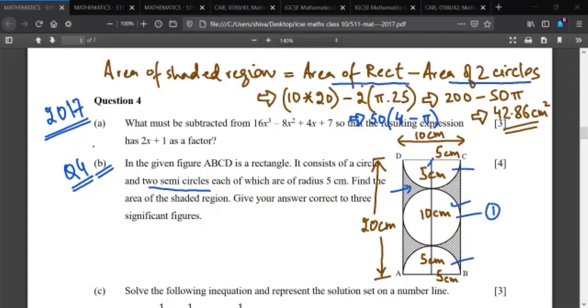The other thing that I need to understand is that if this is the radius, this would be the breadth of the rectangle. This is 5 centimeter, this is 5 centimeter, this is 10 centimeter. So the whole length of the rectangle would be 10 plus 5 plus 5, which is 20 centimeter. And the rest is calculation. So 10 into 20 minus 2 pi r square. This is pi, this is r square. So this will be 200 minus 50 pi. And the final answer that I get will be 42.86.